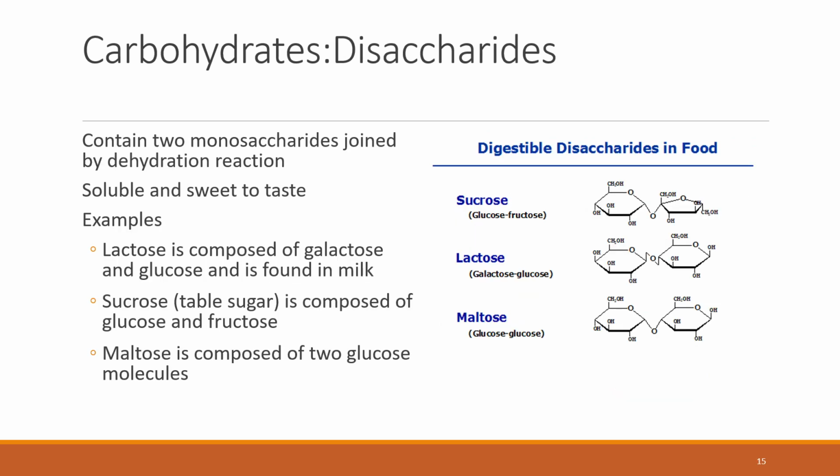So as I mentioned, you can join 2 monosaccharides together and make a disaccharide. And that's done by a dehydration synthesis reaction. So a disaccharide is 2 monosaccharides. The 3 you're probably most familiar with is lactose, which is in dairy. And it's composed of 1 galactose and 1 glucose. Sucrose is in table sugar, and it's glucose plus fructose. And then maltose is 2 molecules of glucose.